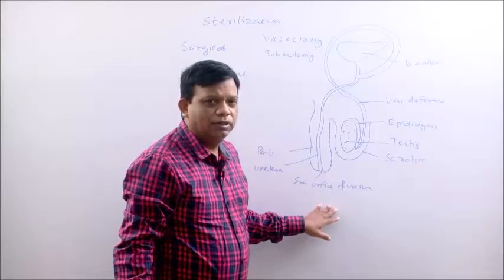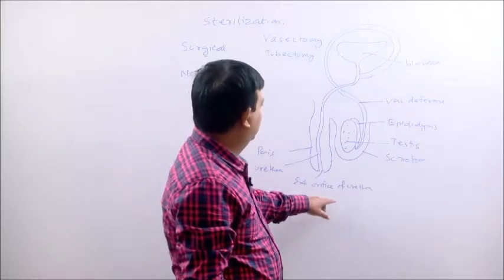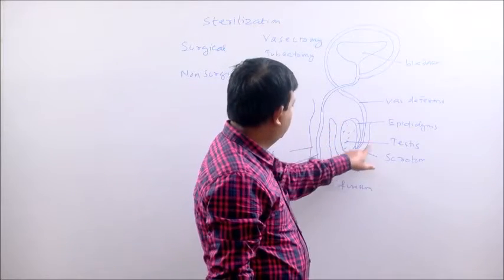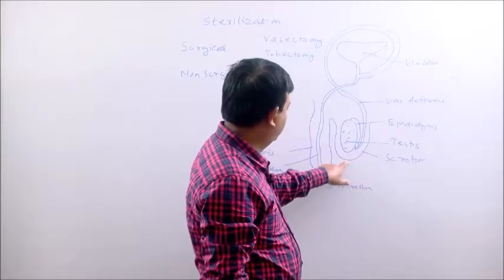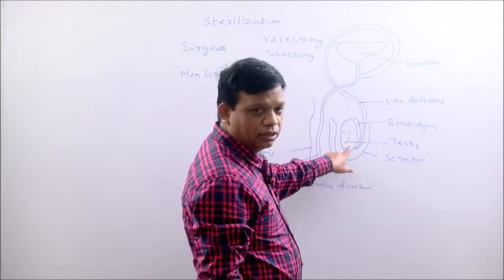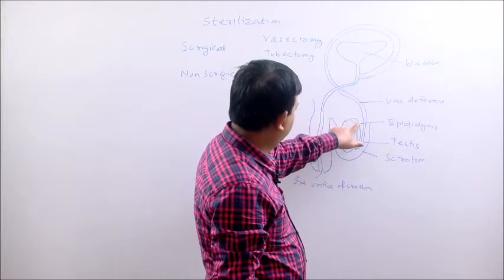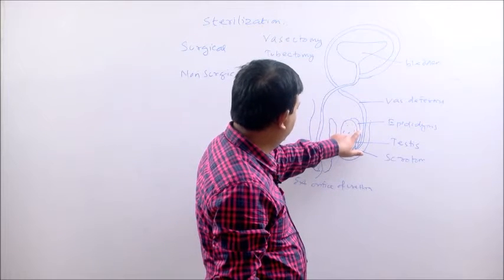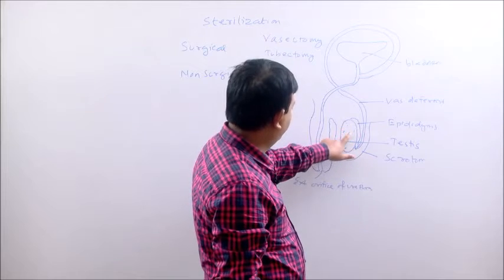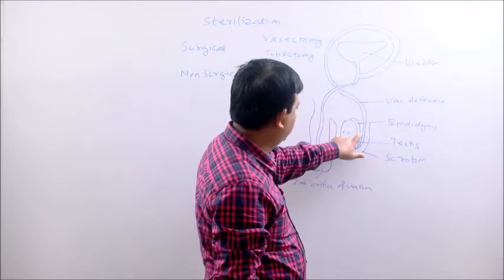You can see here in the diagram, this is the scrotum or the pouch where the testis is housed. The male gonad testis is housed. Behind the testis there is the epididymis. Sperms are produced in this testis and they are stored in the epididymis.